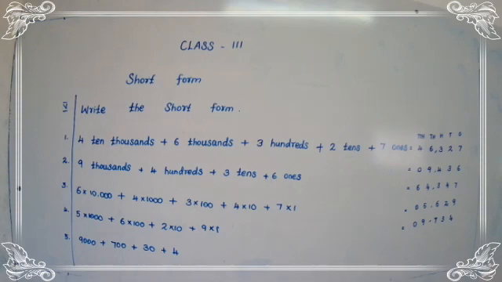See the third one. 6 multiplied by 10,000 plus 4 multiplied by 1,000 plus 3 multiplied by 100 plus 4 multiplied by 10 plus 7 multiplied by 1 is equal to 64,347. All of you write neatly. See the board and write without any mistake. Okay, write neatly.